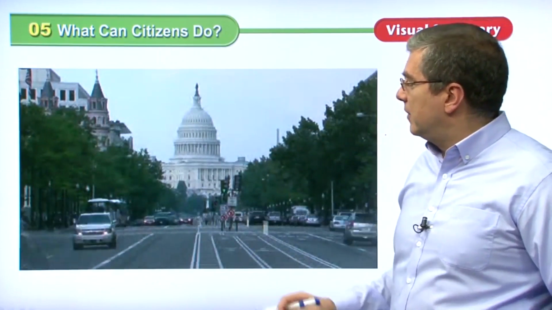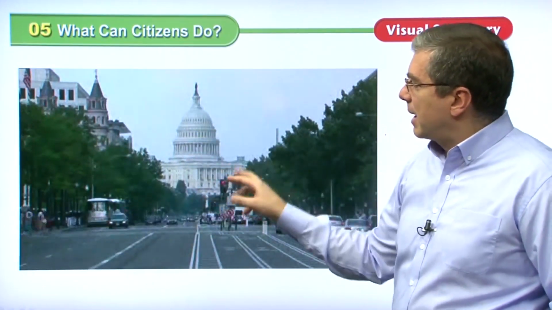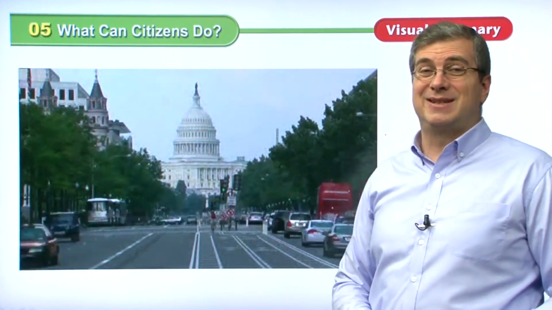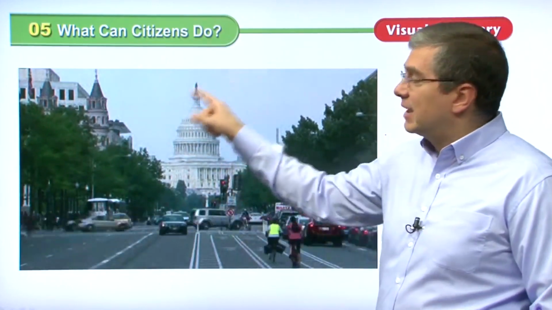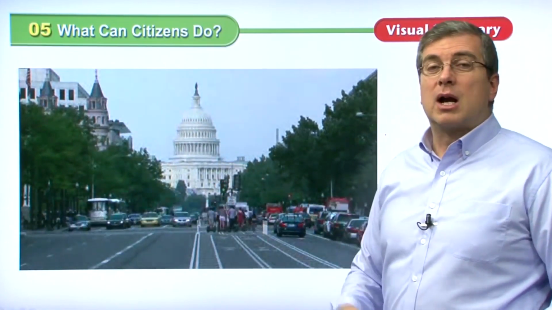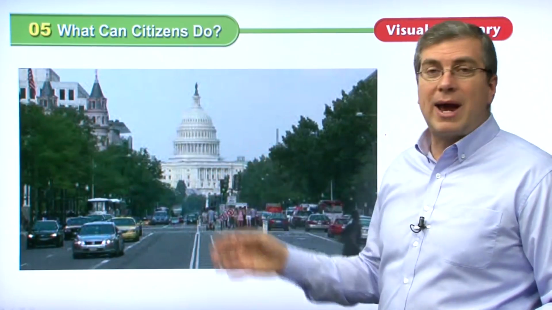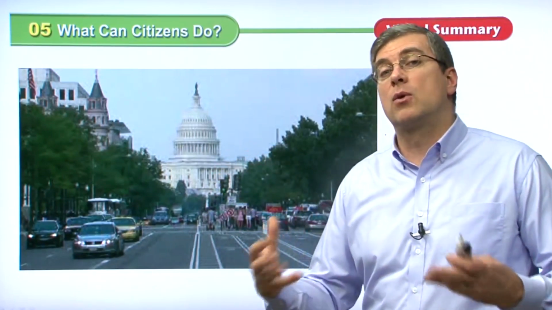Now this is a video. Don't worry about the traffic. What we're looking at here, of course, is this building back here. This is in Washington, D.C. in America. This is the Capitol building. Inside this building is where congressmen and senators will go and they will make laws for the nation.